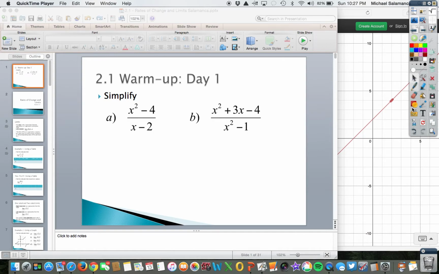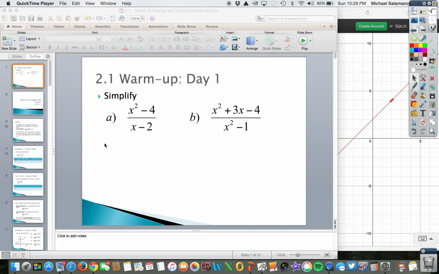This would be a great time for you to pause your screen and try solving it on your own. Hopefully you've paused your screen and you're now just checking your answers. So for both of these, you'll notice that we want to simplify. And for the majority of these problems, we want to start with factoring at all times.